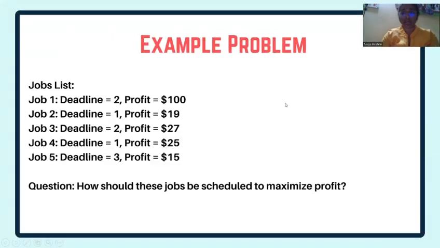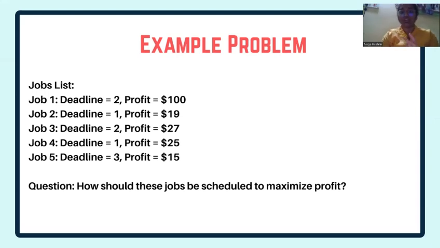Now let us see an example problem. Here we have five jobs. Job 1 deadline is 2 and profit is 100. Job 2 deadline is 1 and profit is 19. Job 3 deadline is 2 and profit is 27. Job 4 deadline is 1 and profit is 25. Job 5 deadline is 3 and profit is 15.